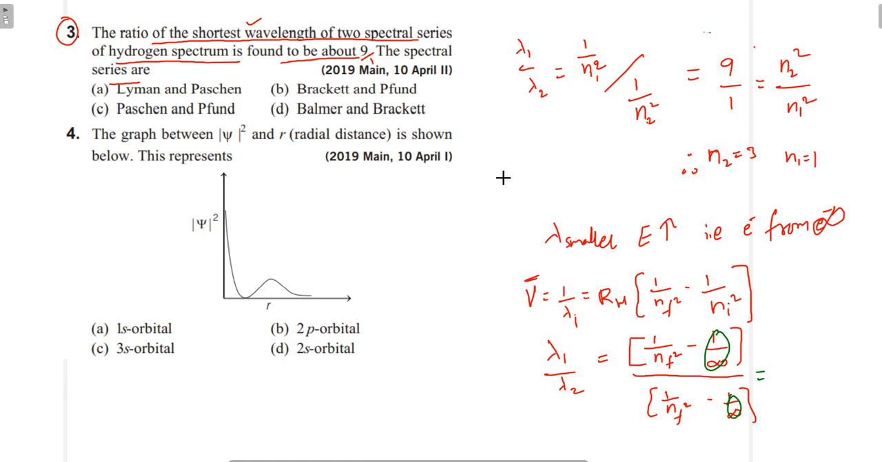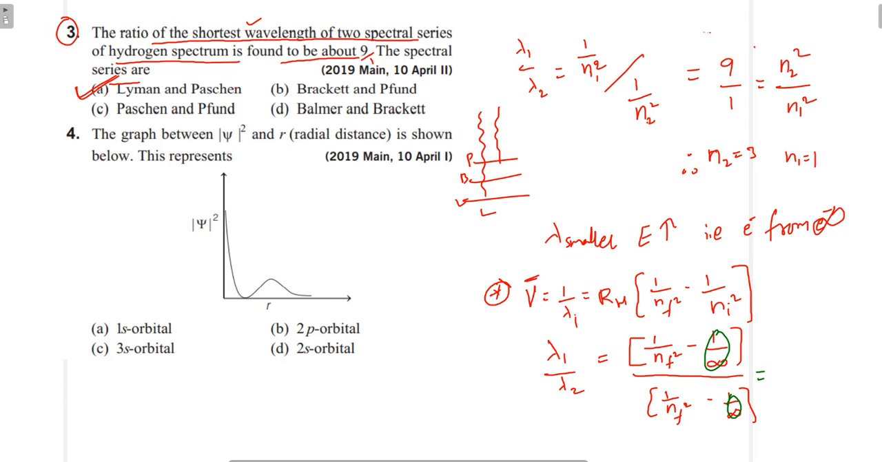Means the line is coming from infinity to, one is Lyman series, then Balmer, then Paschen. One is coming from infinity to Paschen. Lyman and Paschen. A is your answer. Are you getting it? If you don't know, just take it as n. Just apply this Rydberg constant formula, wave number formula, and you will get the answer.